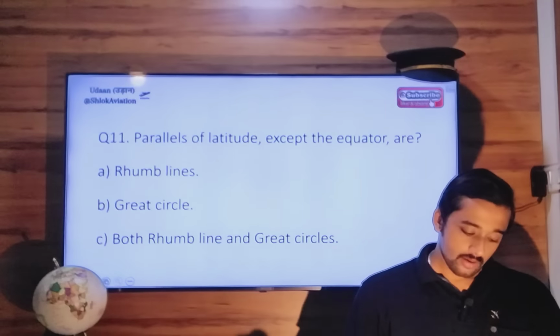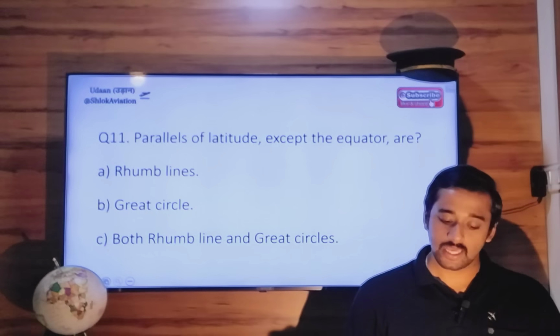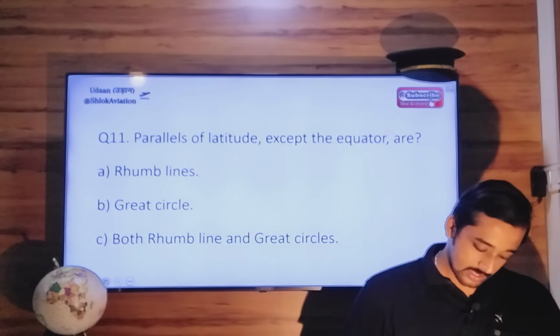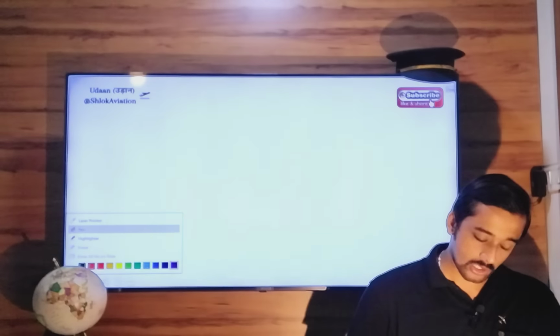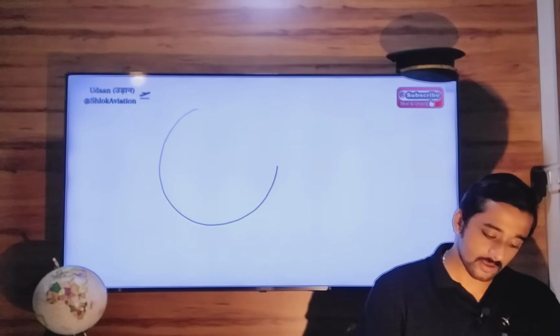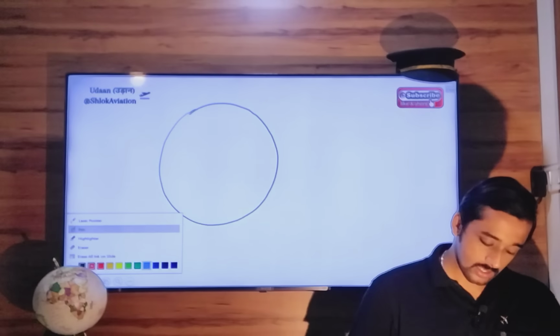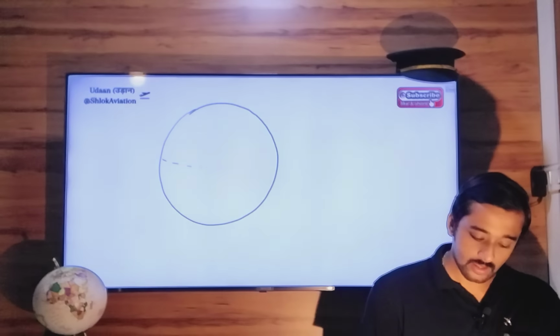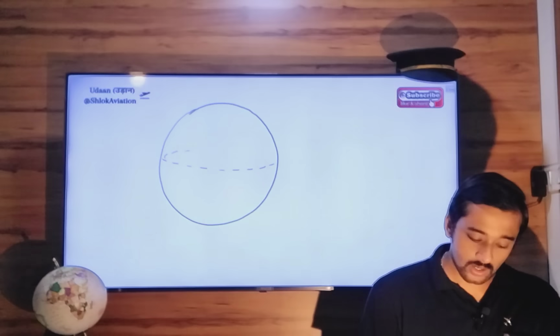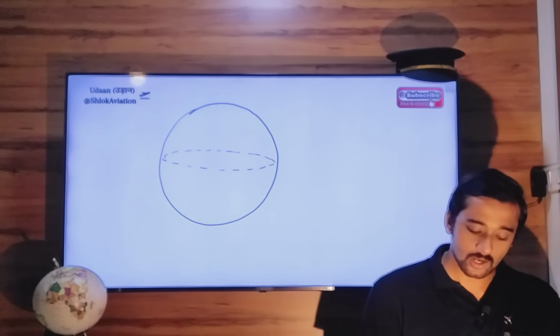Simple question. Parallels of latitude except the equator are what? So this is the basics of great circle, rhumb line, latitudes, longitudes. Let's say this is your Earth. On this Earth, there is this equator, which is your 0 degree latitude, 0 degree parallel of latitude.